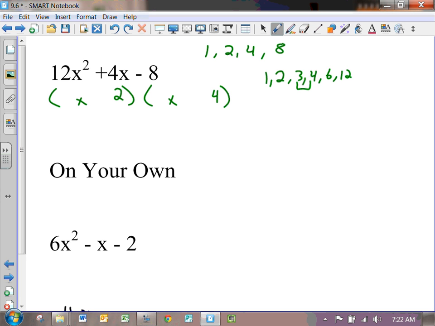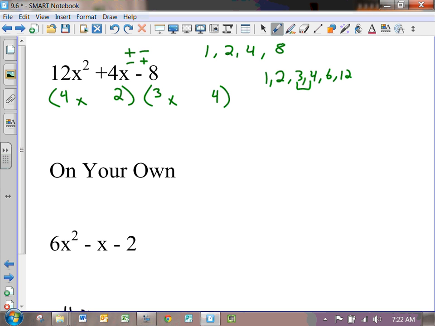So let's put a 3 here and a 4 there. And it's a minus at the end. So that means either we're going to be positive minus or minus plus. And we have to figure out which direction we want to go in.